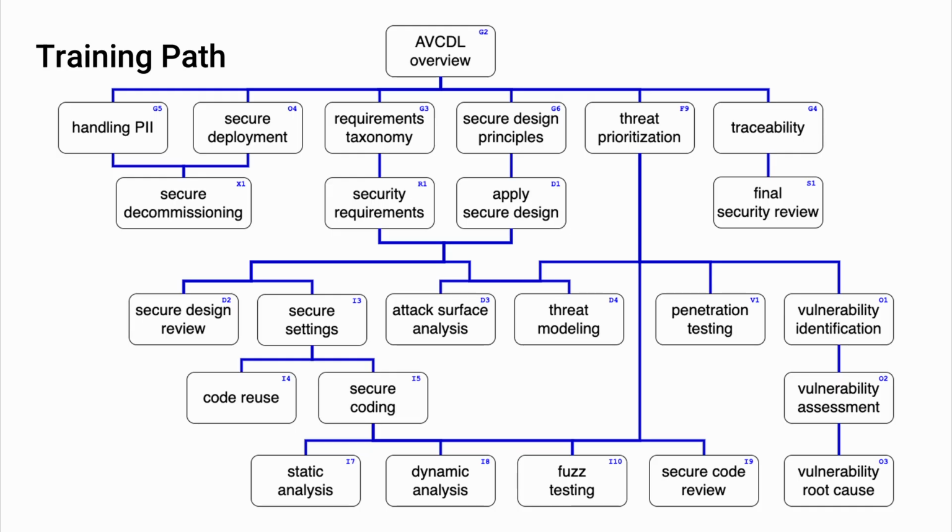If you're taking this training, it's assumed that you've already completed the AVCDL overview training, and additionally, that you've completed the requirements taxonomy, security requirements, secure design principles, apply secure design, and threat prioritization plan trainings. Additionally, you should have completed the attack surface analysis, overview, and model creation trainings. This training will cover attack surface analysis, model analysis.